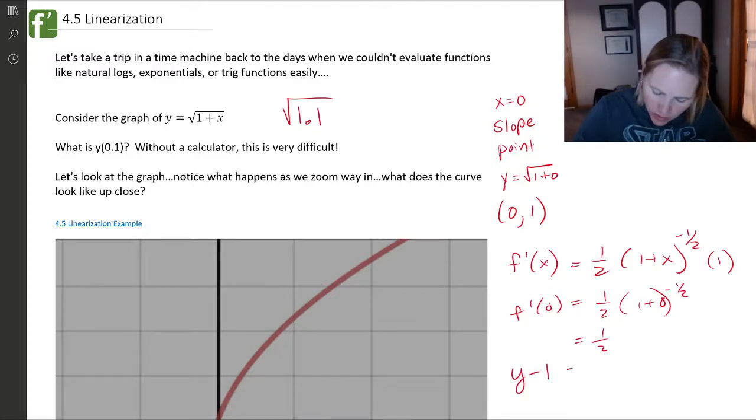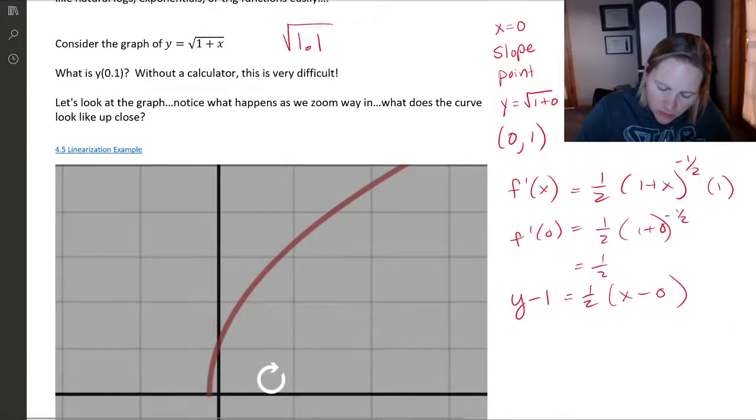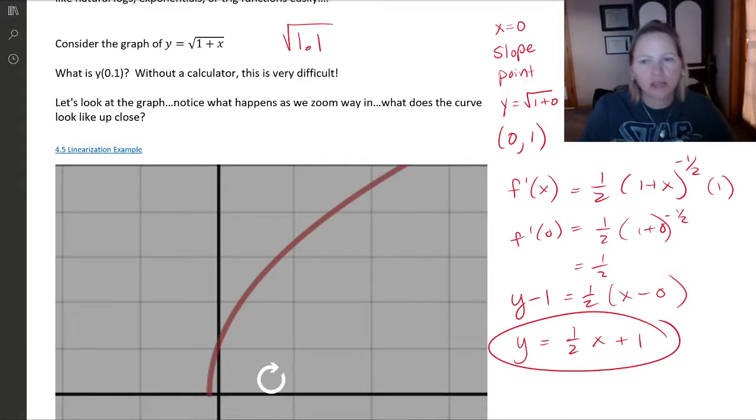y minus 1 equals 1/2 x minus 0. And when I solve for y, I get y equals 1/2 x plus 1. So that's my equation of my tangent line, and I used it because, check it out, I can now plug in and estimate.